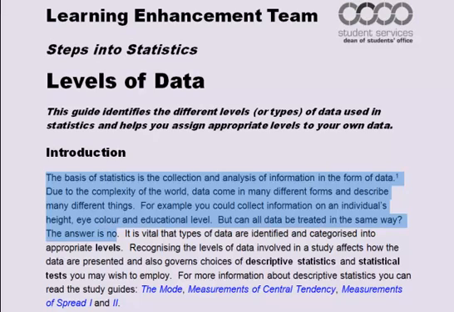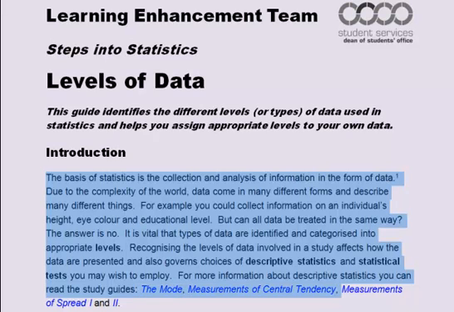The answer is no. It is vital that types of data are identified and categorised into appropriate levels. Recognising the levels of data involved in a study affects how the data are presented and also governs choices of descriptive statistics and statistical tests you may wish to employ. For more information about descriptive statistics, you can read the study guides: the mode, measures of central tendency, and measurements of spread 1 and 2.